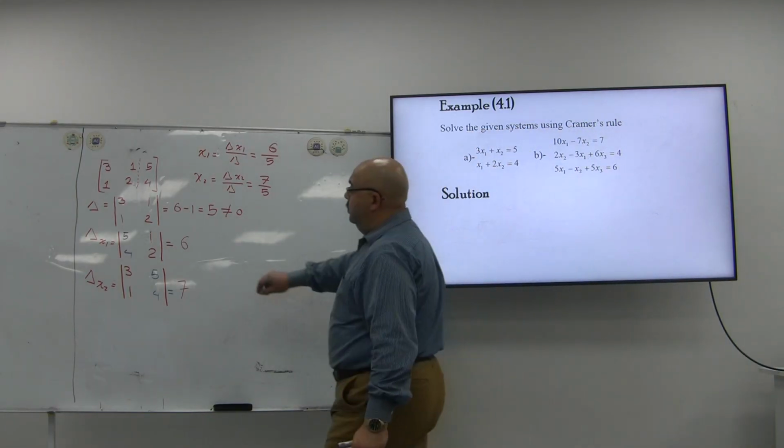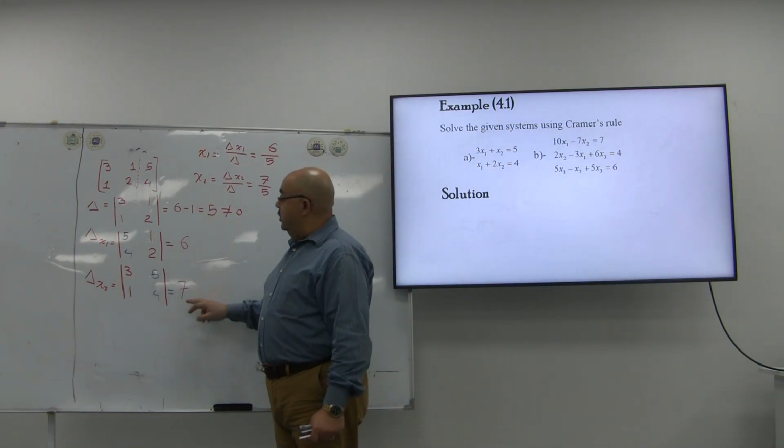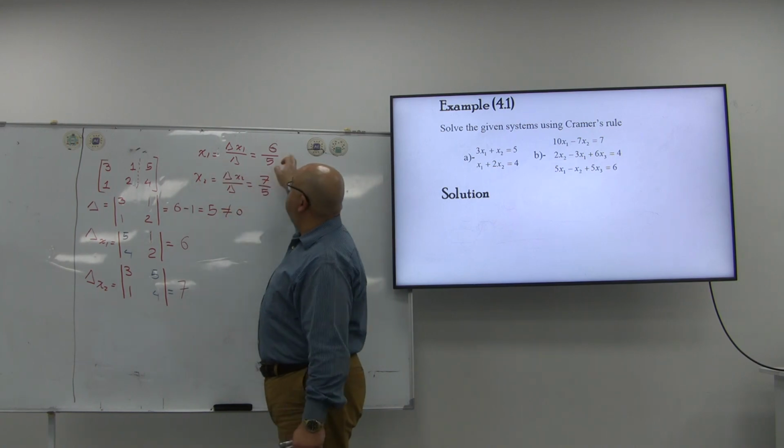Delta X1, 6 over 5. 7 over 5. This is for X1, that's for X2.